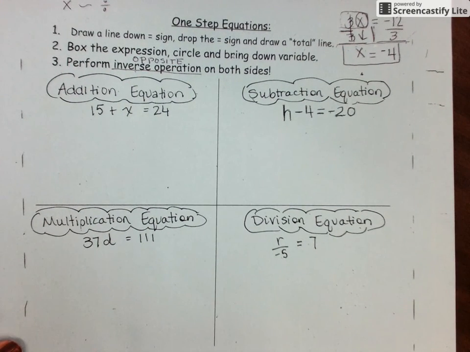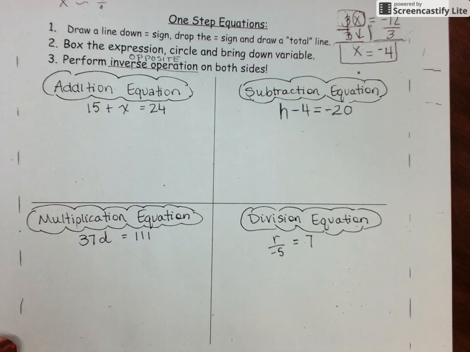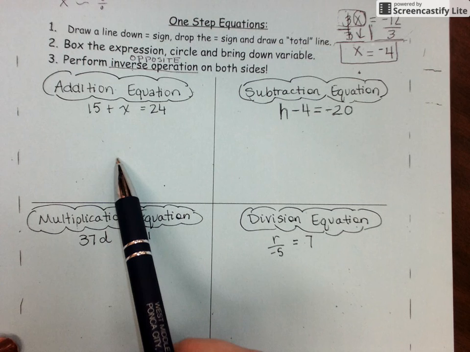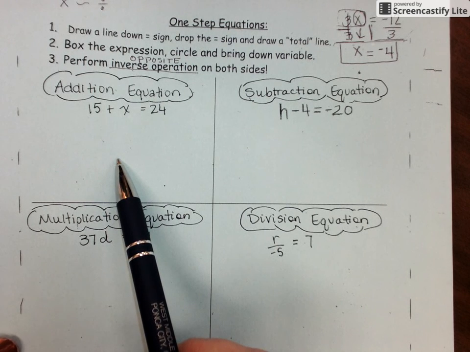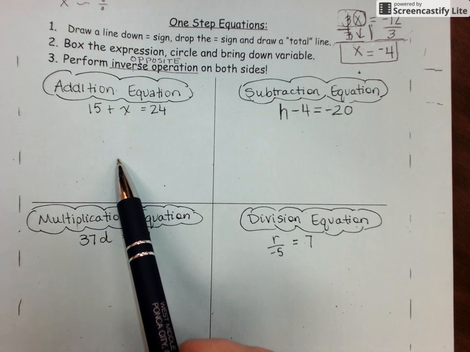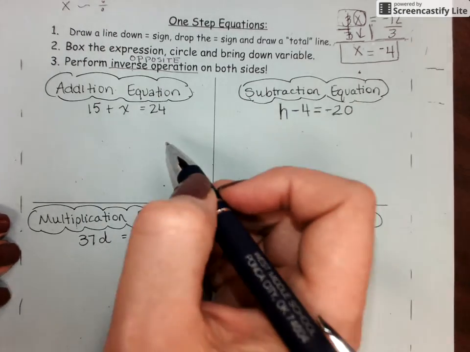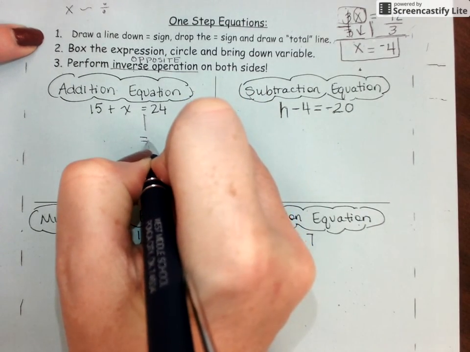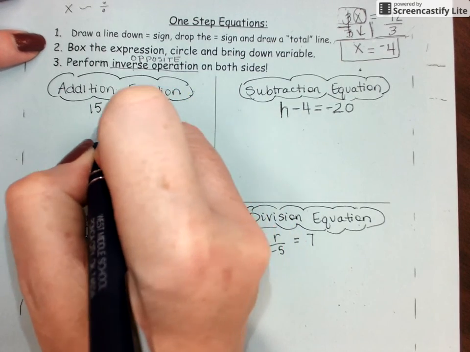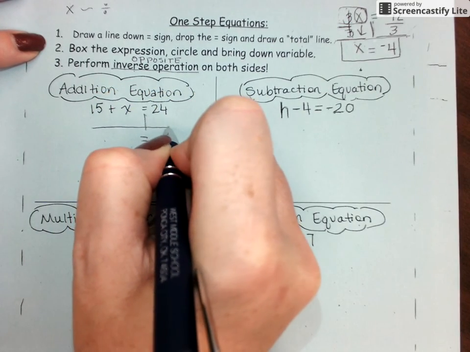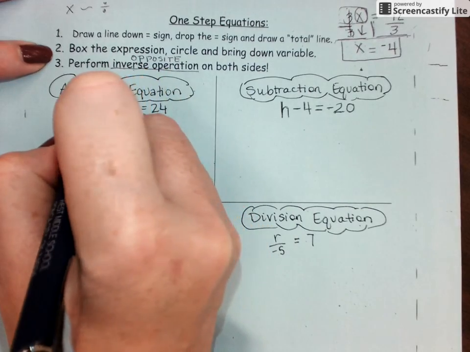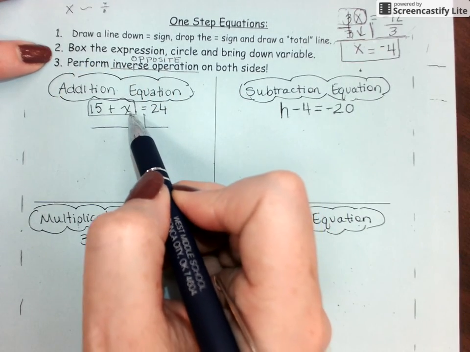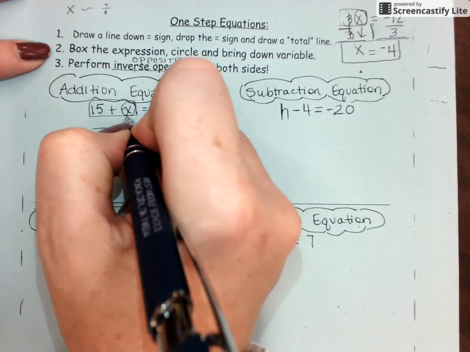Now, if you think that you've got this, a fun thing to do might be to pause the video, work this problem out, then play the video and see if you got it right. If you're still not sure, just work along with me, pausing as you need to. Step 1, draw a line down the equal sign and drop the equal sign. Draw a total line. Step 2, box the expression. It means the part all the way to the equal sign with the variable, and then circle and bring down your variable.